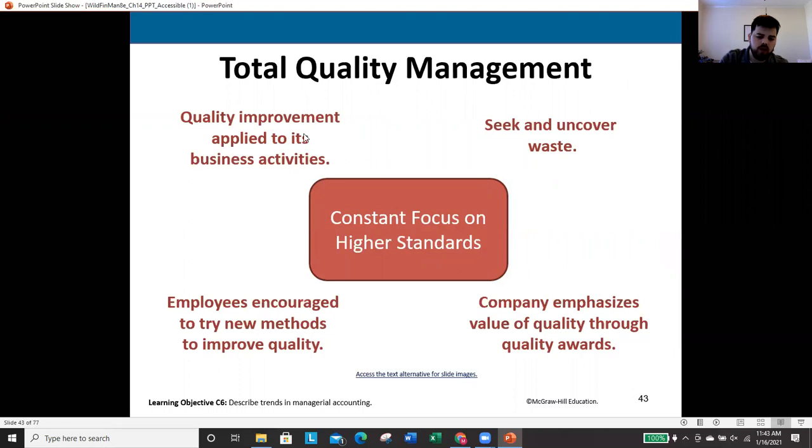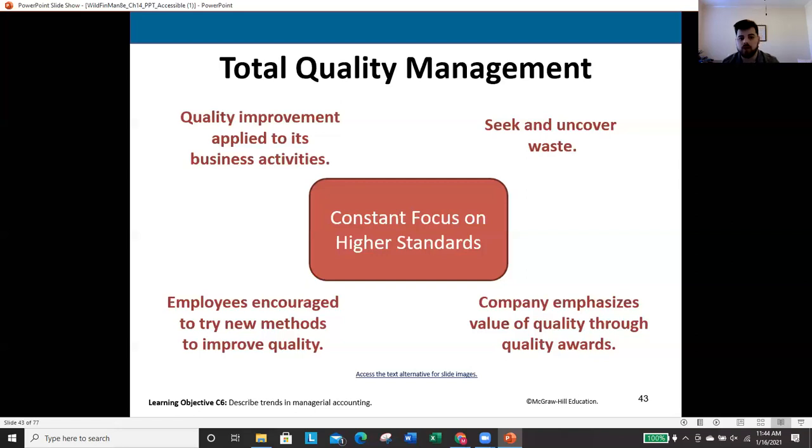With total quality management, we're looking at quality improvement being applied to our business activities. But really the idea here is we're never good enough, right? We're always trying to improve. So things we want to do are seek and uncover waste, encourage employees to try new methods to improve quality. So what this means is if you have an employee who is very good at automating things, very good at figuring out new ways to perform tasks, for example, in Excel or other items, you shouldn't discourage that because it's a new method, right? If it's a faster method, if it's a better method, it would be good to encourage that type of behavior so that you can increase the efficiency of the organization.